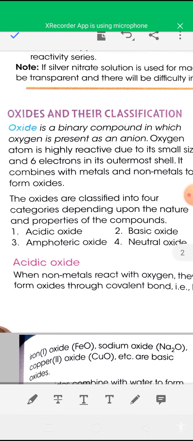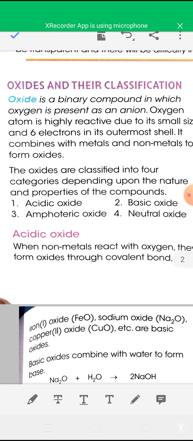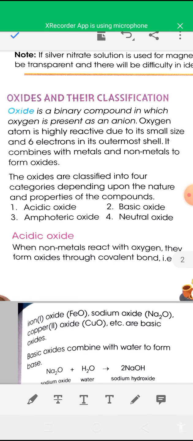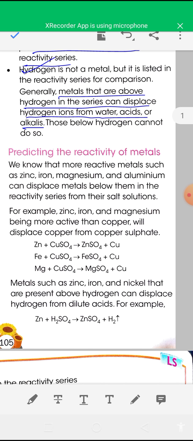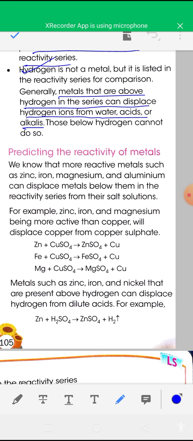Now see, the next topic is oxide and their classification. Here one small portion is given, predicting the reactivity of metals. We know that more reactive metals such as zinc, iron, magnesium, aluminium can displace metals below them in the reactivity series from their salt solution.